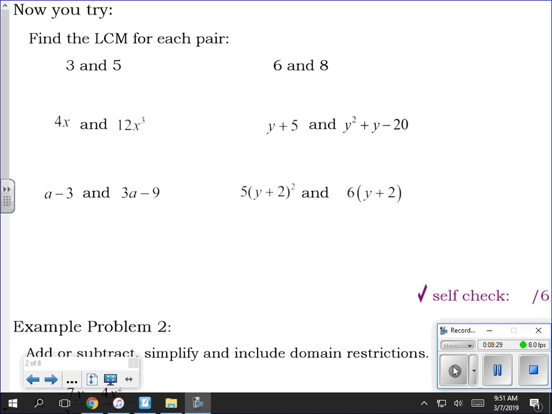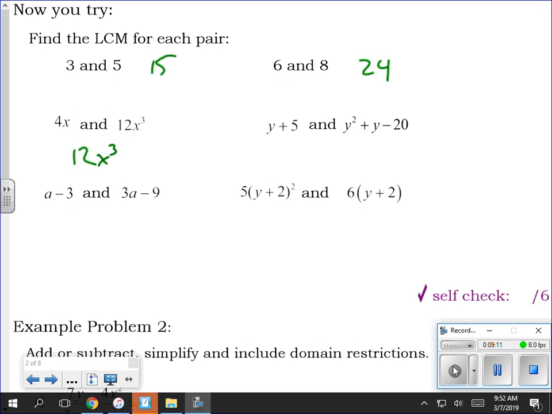First one's actually pretty easy, 3 and 5. They have absolutely nothing in common. So your least common multiple is actually 3 times 5. Okay. Next one, 6 and 8. The least common multiple would be 24. 4x and 12x cubed. The least common multiple of 4 and 12 is actually 12. 4 goes into 12. If one of the numbers goes into the other, that's your smallest. 12. And then I look at my exponents. Because it's the least common multiple, I have to have the largest exponent there. So I have 12x cubed.